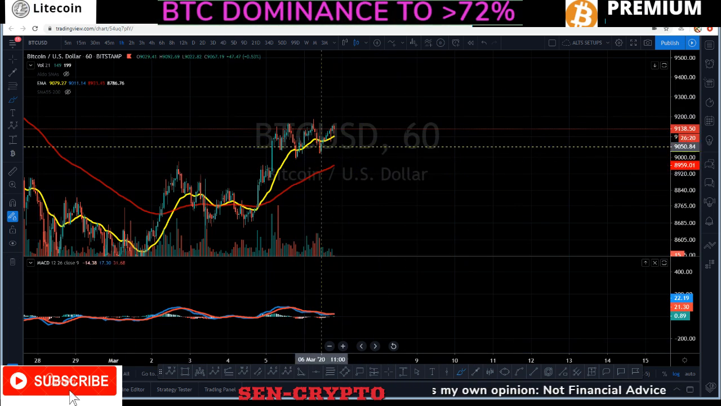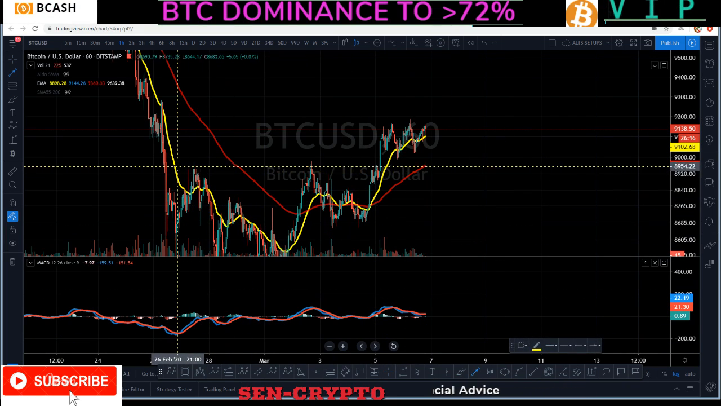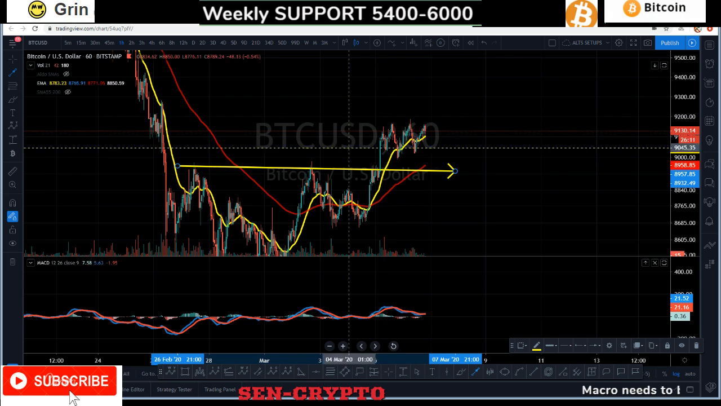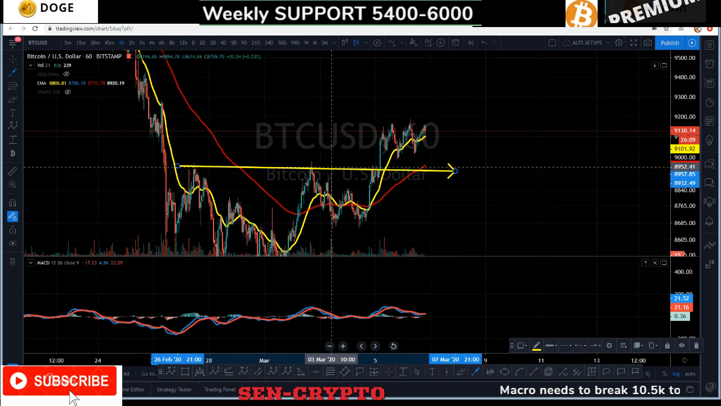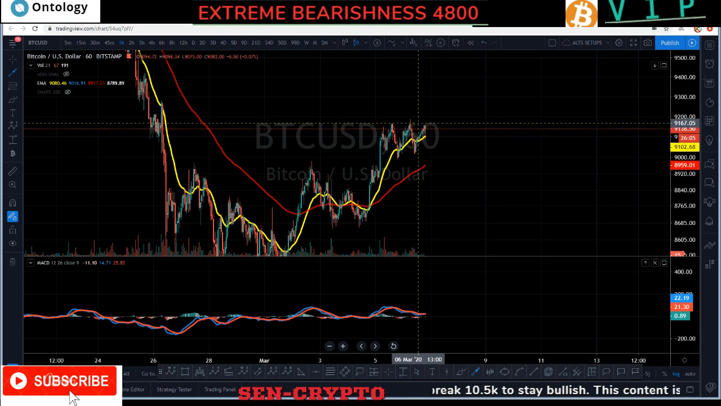As you can see, I was looking for a short opportunity at the top right there, right? But BC got the breakout, so we took the long position, and now we're looking for BC to break this area of the 91 to 9200 range, right?